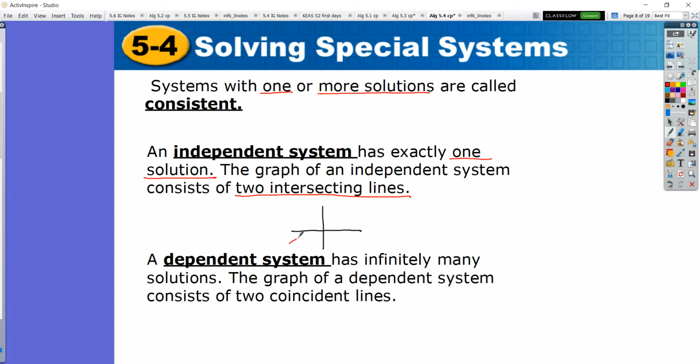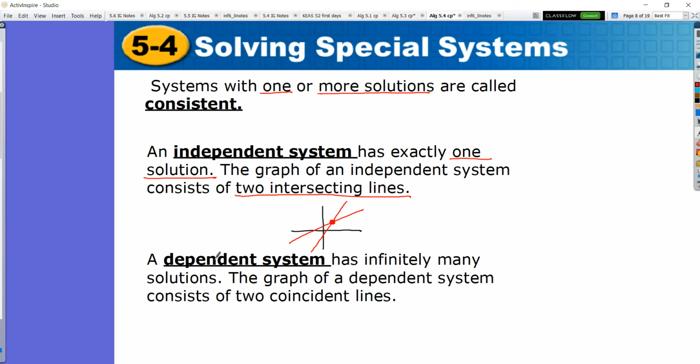So if you have one line here and another line, and those two lines cross, that is a consistent system, and under consistent, it would also be labeled an independent system. It is consistent and independent.